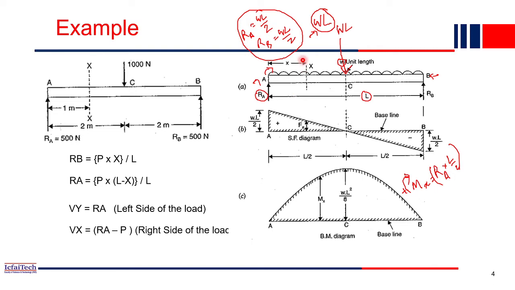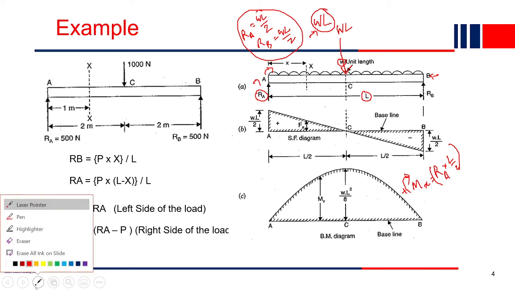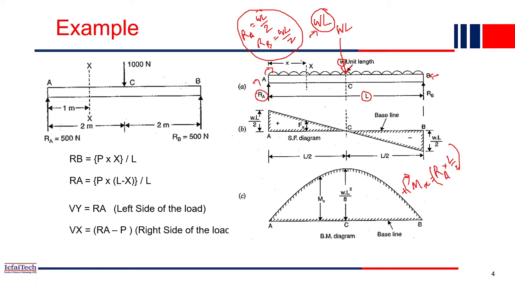Now if we replace this UDL portion with a point load, what will it be? W is the unit load. If you replace this entire UDL with a single point load, the total weight is W into the total distance. The distance is L by 2, since we are finding up to C, up to this portion. So it is W into L by 2, the force acting in the anti-clockwise direction.